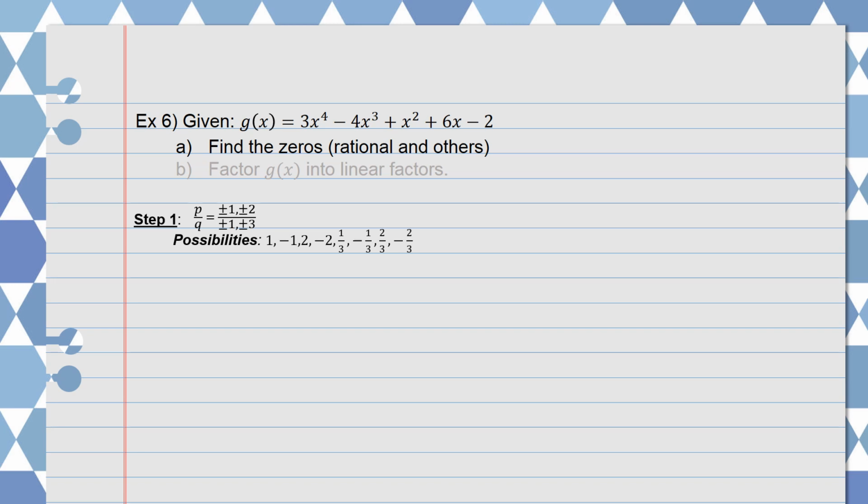-1, 2, -2, 1/3, negative 1/3, 2/3, negative 2/3. From here, we now type in the original equation into your calculator on the y equals screen. Once you've typed it in, click Graph so we can look at the graph to analyze the information.